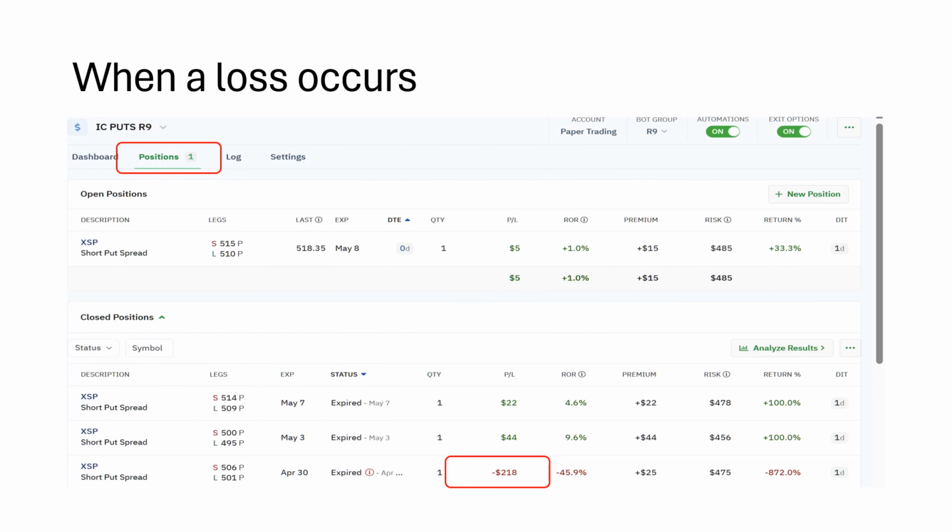Each day, you'll want to check both of your trading bots, IC Puts R9 and IC Calls R9, for losses that occurred the previous day. In this case, it was a put loss.